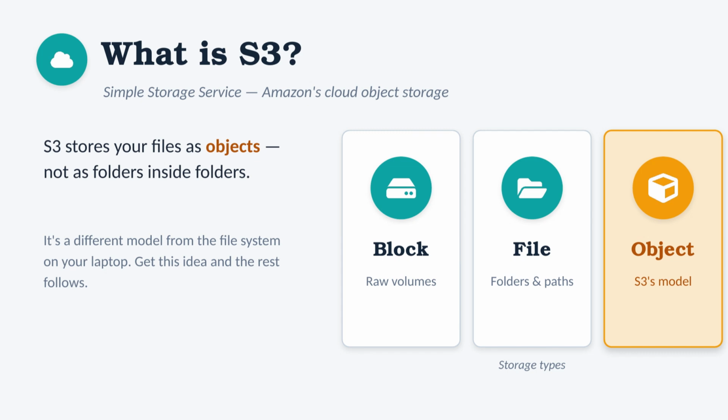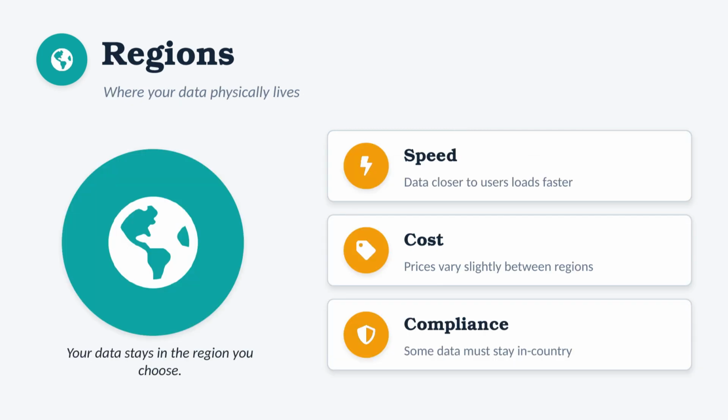Let's start from the outside in, with regions. A region is simply a physical location in the world where Amazon has data centers. When you store something in S3, you pick which region it lives in. Say, Ireland, or Northern Virginia, or Tokyo. Why does that matter? 3 reasons. 1. Speed. Data closer to your users loads faster. 2. Cost. Prices vary slightly between regions. And 3. Compliance. Some laws require that data about citizens stays within a specific country.